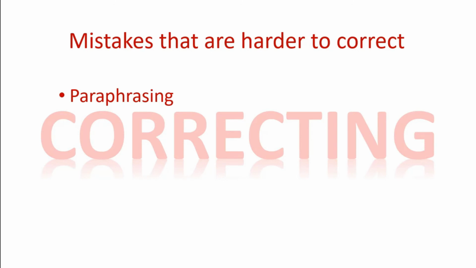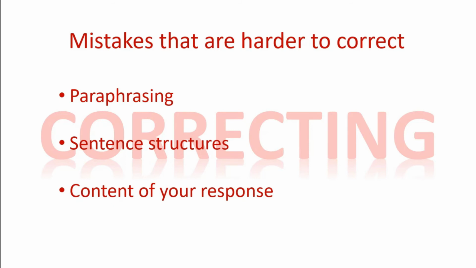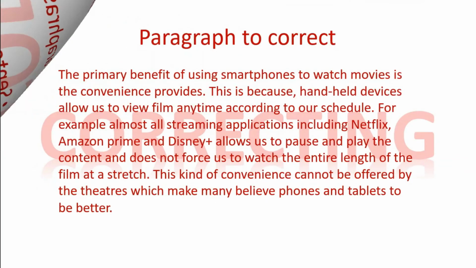And then comes the mistakes that you should not concentrate on when you're correcting your essay. This includes sentence structures and the content of your response. Ideally speaking, these should have been taken care of during the planning phase and the writing phase itself. Now that we know how to correct an essay, take some time to look at the body paragraph that we have written in the writing stage and try to find the mistakes that have been committed in this body paragraph. You can pause this video in order to do this activity.